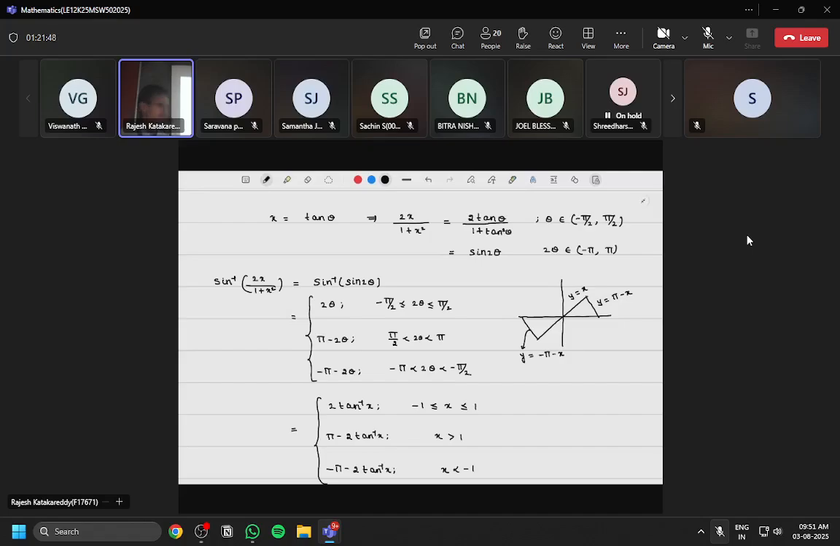If you want, you note this one as homework. A function f of x is equal to cos inverse of 1 minus x square by 1 plus x square. Find the non-differentiable points for this function.